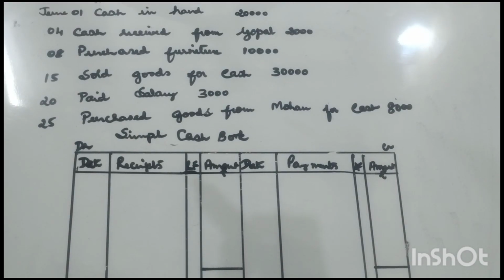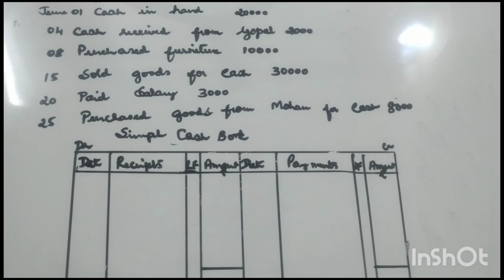Next, the firm has purchased furniture. The asset is purchased by the firm for cash. So it has to be recorded under credit side as furniture account, purchased furniture, rupees 10,000. For purchasing the furniture, cash is paid. So furniture account has to be credited with 10,000.